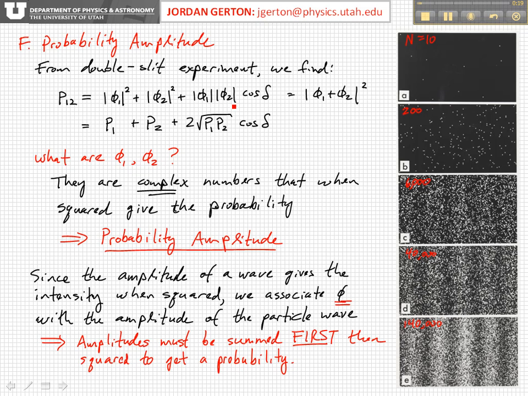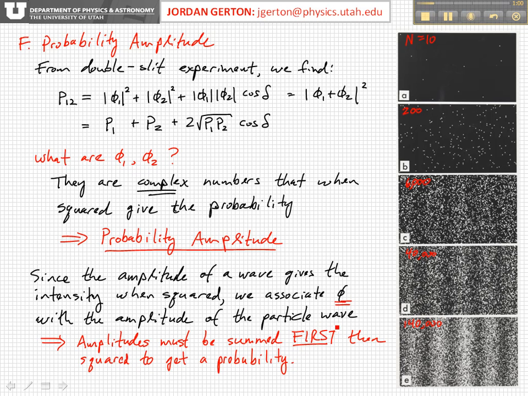So again, we recognize now that quantum particles, photons, electrons, some others, have both particle-like and wave-like characteristics, and now we associate this quantity phi, which when you square it gives the probability of finding that particle at a particular position. We identify it with the probability amplitude, or the amplitude of the particle wave that is associated with that particle.